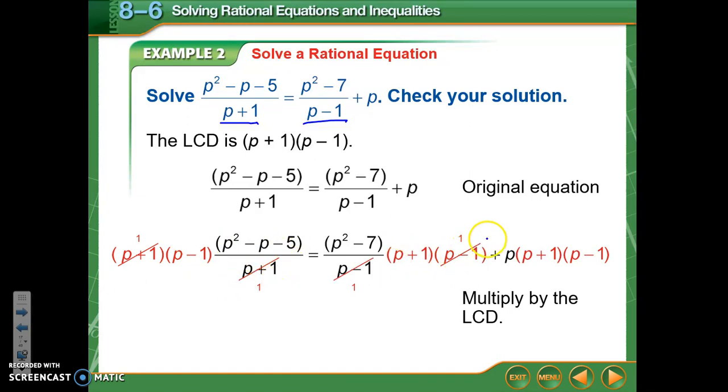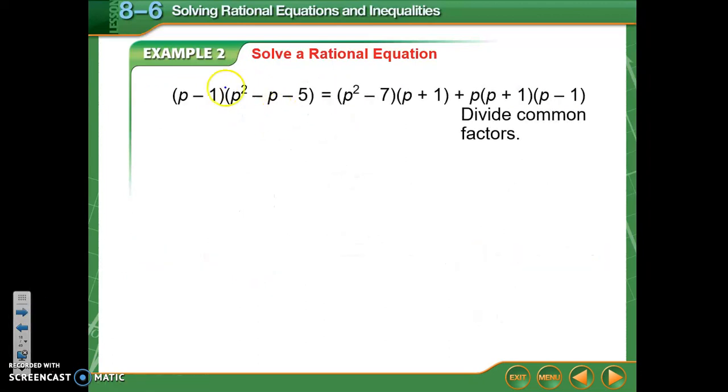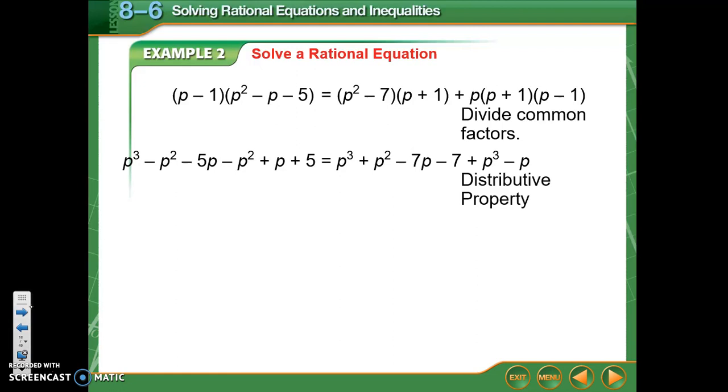Same on the right-hand side. In this first term, my p minus 1's divide out. And in the last one, since there's no fractions, that's just going to be multiplied all together. So this is going to require a lot of distributing and a lot of precision with the way you do your math. Okay, so this is what it looks like after I've divided out my common factors. Notice when I multiplied both sides by the least common denominator, my fractions went away.